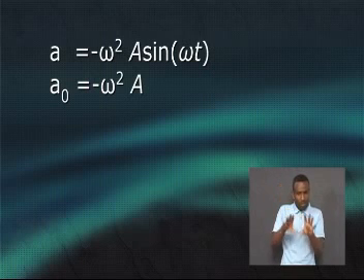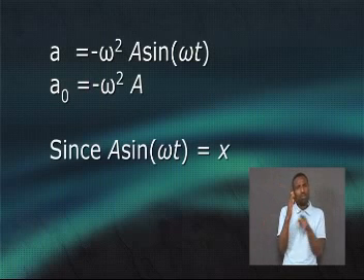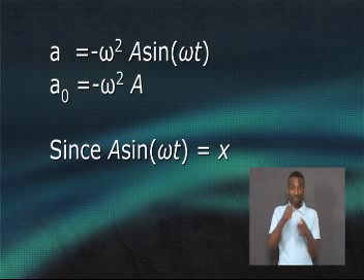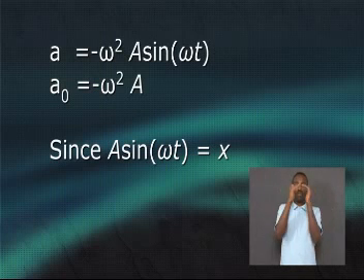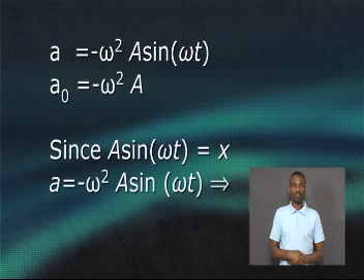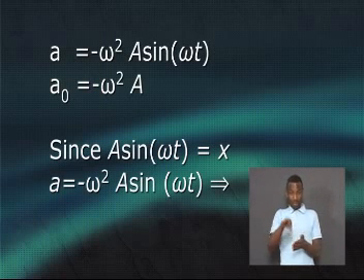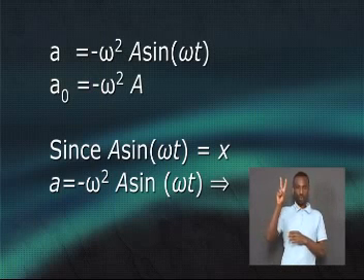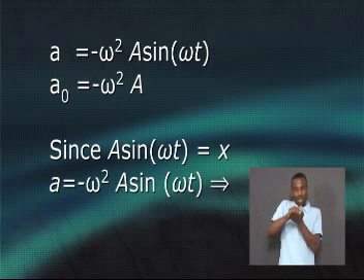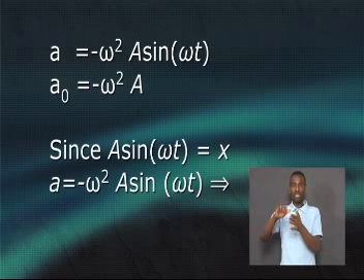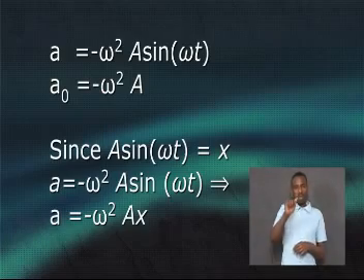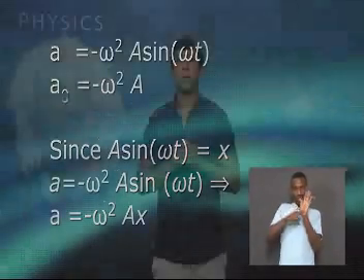Recall, students, that the equation for displacement looks like this. We can substitute this value into the equation for acceleration. We find that acceleration equals the negative value of the angular frequency squared times the amplitude times the displacement. This is the defining equation for simple harmonic motion.